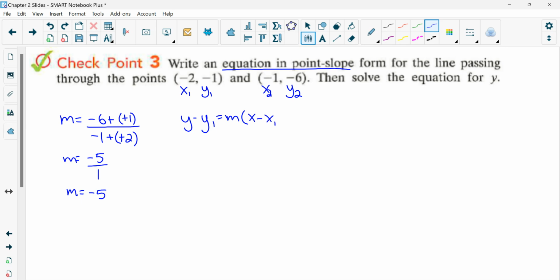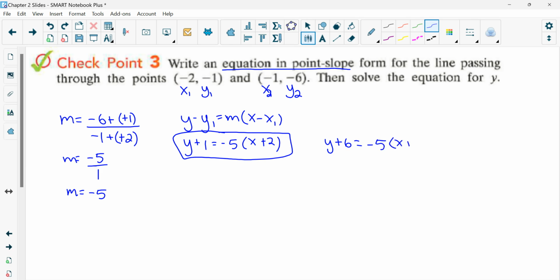Doesn't matter which one. And so if I use the negative 2, negative 1, it would become y plus 1, minus the negative 1, equals negative 5 times x plus 2. So that would be one way we could do point slope form. Or I could use the other point and do y plus 6, so it would be minus a negative 6, equals negative 5 times x plus 1, minus a negative 1. That's your other possible answer. So you could have either of those as your answers.